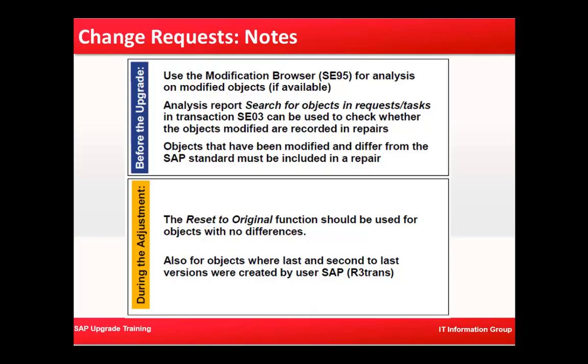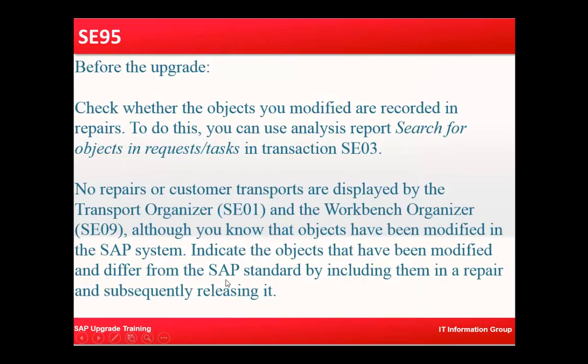Analysis report, search for objects in request or task in transaction SE03, can be used to check whether the objects modified are recorded in repairs. Objects that have been modified and differ from the SAP standard must be included in a repair. During the adjustment, the reset to original function should be used for objects with no differences, and also for objects where the last and second to last versions were created by user SAP, that is the R3 trans.